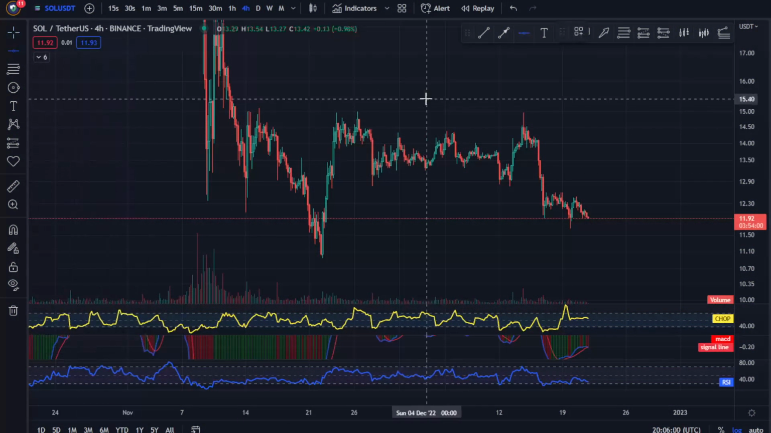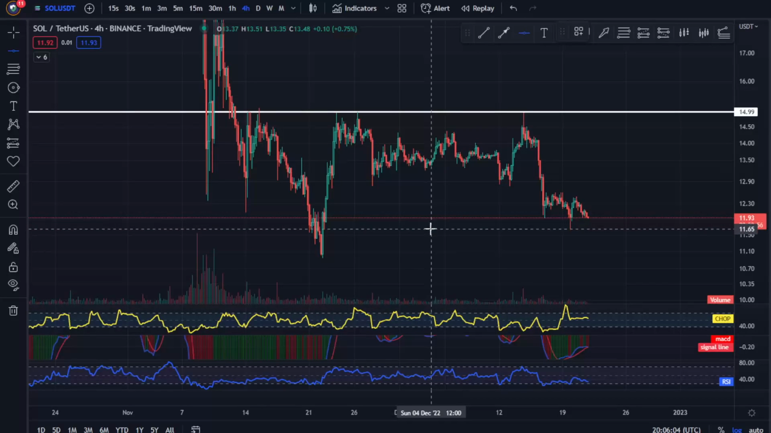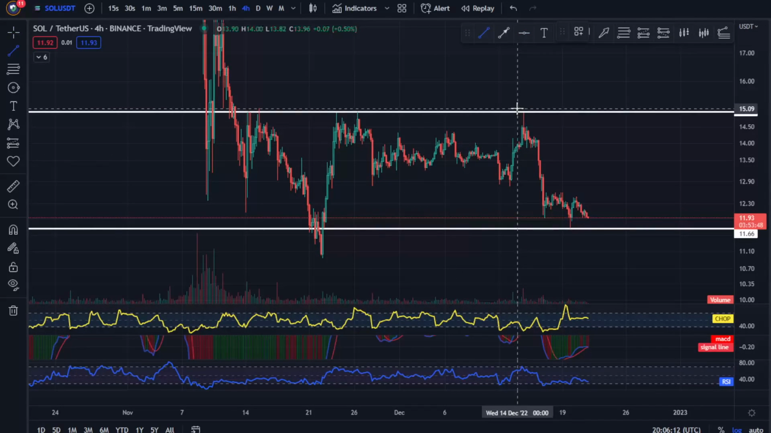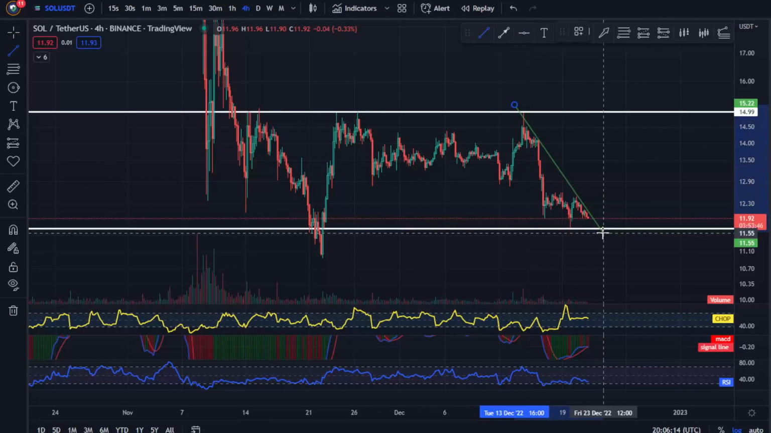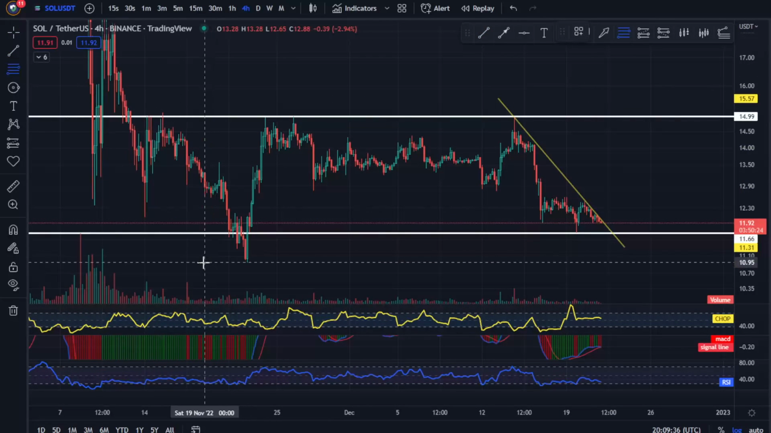As the third in today's chart, we will check the SOL chart on a 4-hour interval. We will start by marking the sideways trend channel with the white lines, while with the yellow line we will mark the local downtrend line where the price is moving.